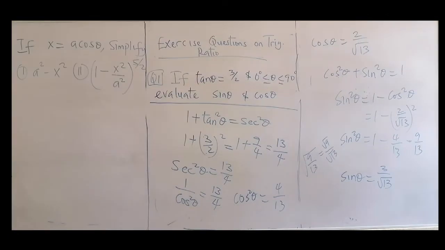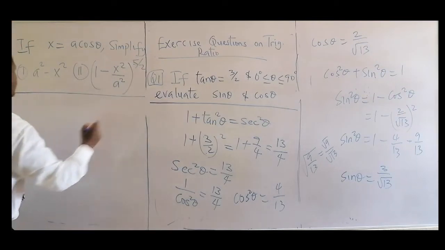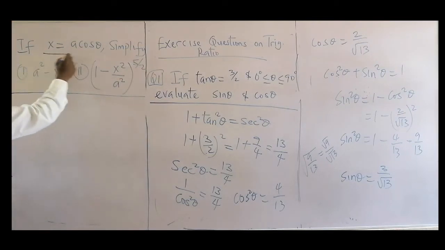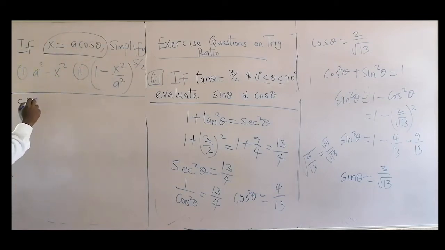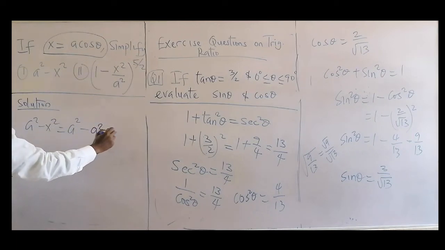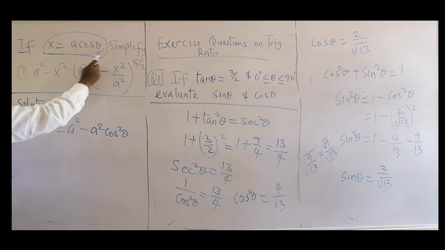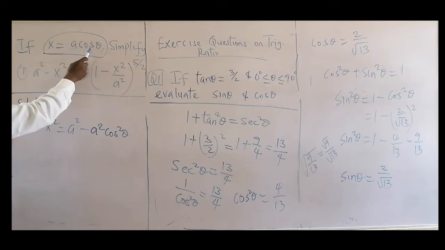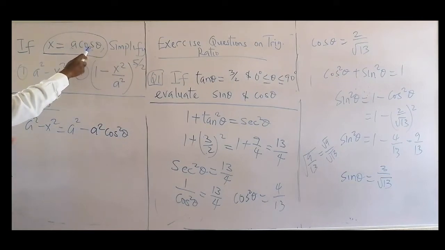So let's see solution to those two questions. Number one, we've been given that x is this value, and we want to simplify a squared minus x squared. It's very simple. That will be a squared. We have an expression for x, so x squared will be a squared, and then cos squared theta. If you square this, you have two items. It's a product, so it will affect the first one, it will affect the second one. So that will be a squared and then cos theta squared.